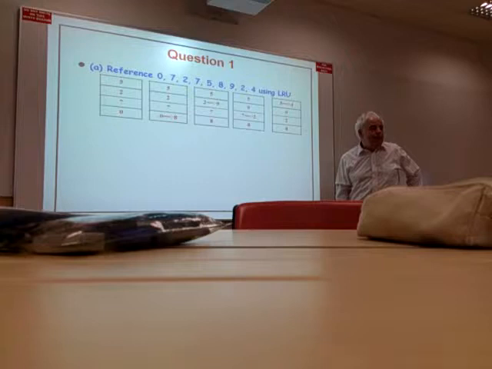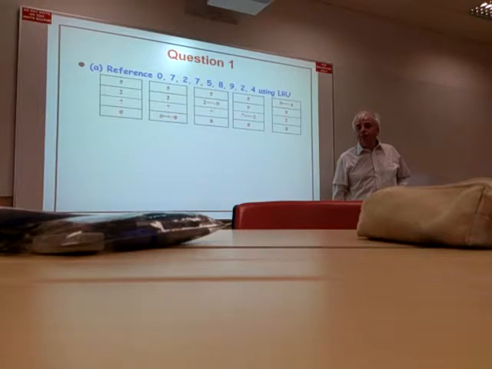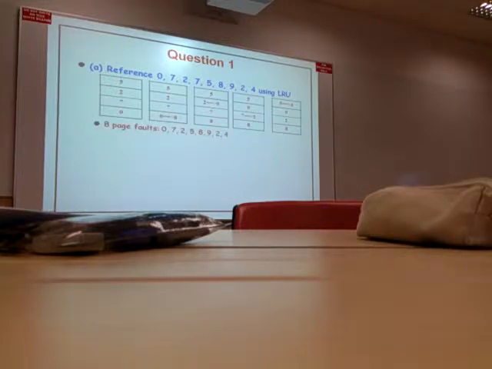How many page faults do we have altogether? How did you get the first one? Starting from 0, 7, 2, filling up the page frame in this order.